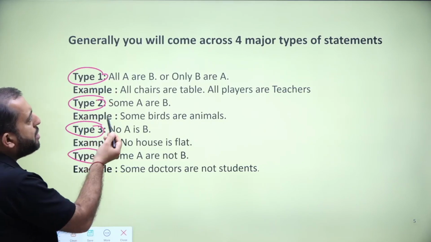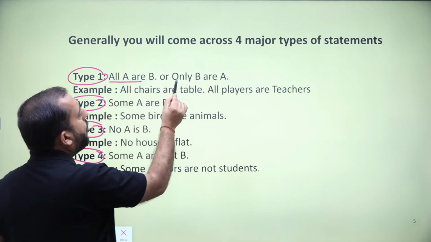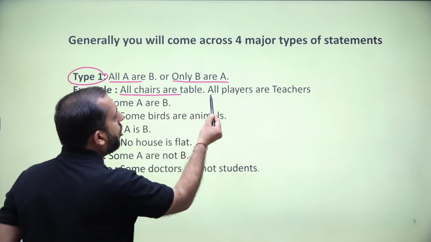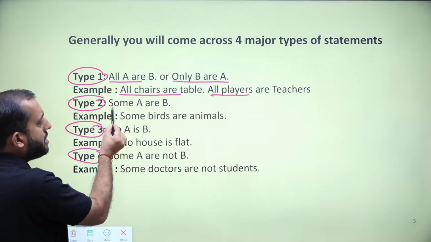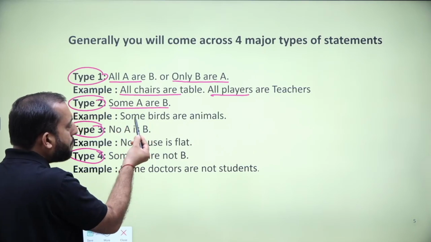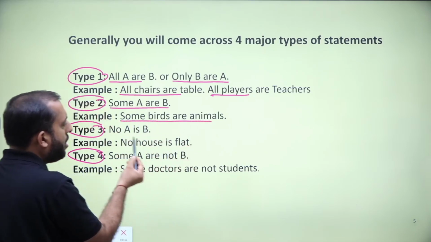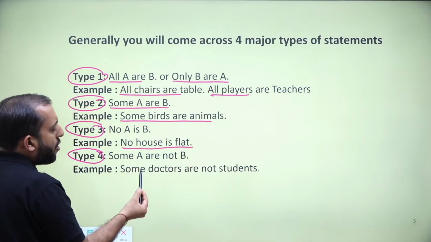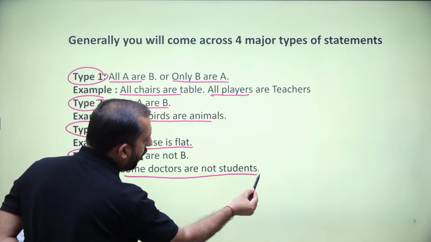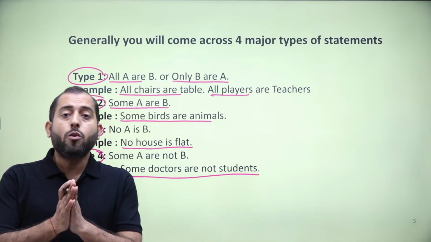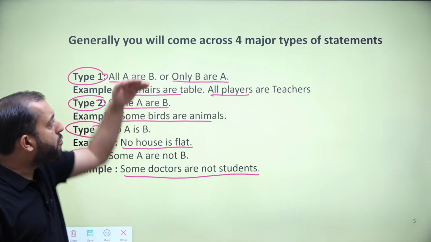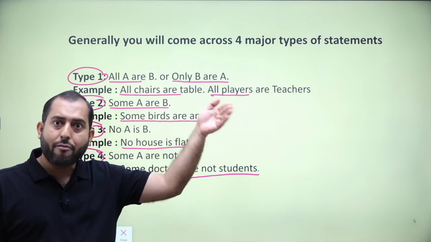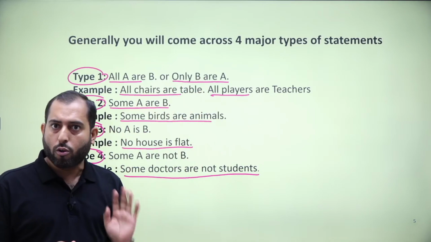Statements like all A are B or only B are A. Examples: all chairs are tables, all players are teachers. Some A are B, for example some birds are animals. No A is B, for example no house is flat. Some A are not B, for example some doctors are not students. So you will have only these 4 kinds of statements present in the statement itself or in the conclusion of the question also.